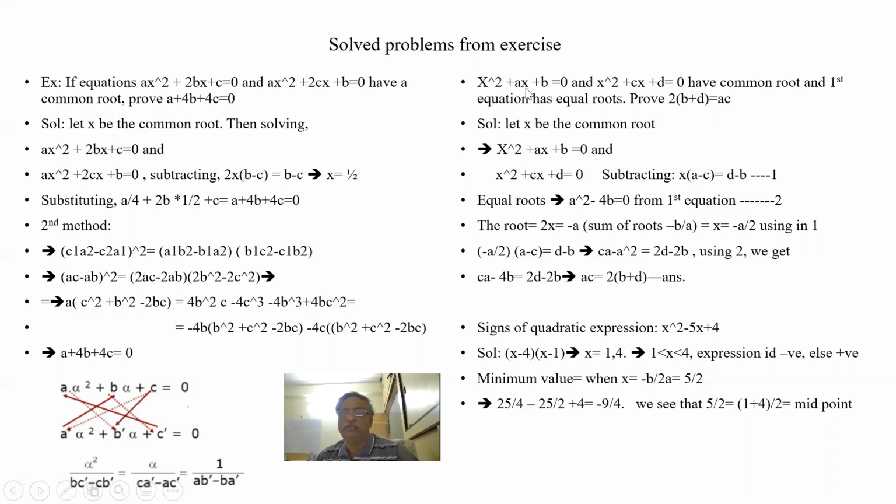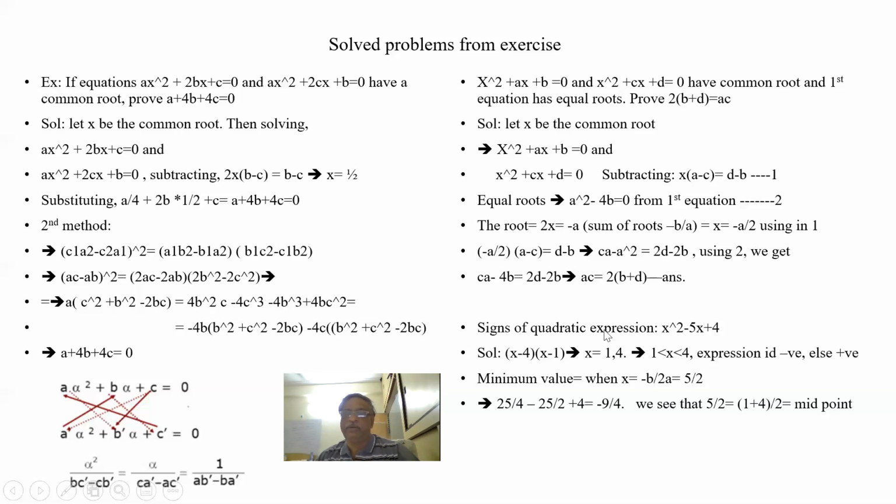It has equal roots. That means b square minus 4ac is 0. So a square minus 4b is 0. Here I have a relation between a and b. Now the sum of the roots is minus b by a. So minus a is 2x. So x is equal to minus a by 2. When I substitute in this, x is equal to minus a by 2 into a minus c is equal to d minus b. Ca minus a square is 2d minus 2b. Again using 2, a square minus 4b is 0, so a square is 4b. In place of a square, I am putting 4b, and I am getting the required answer.